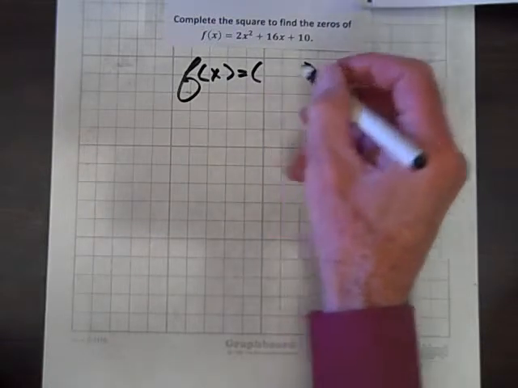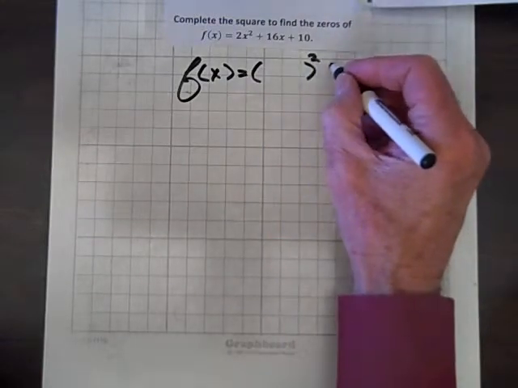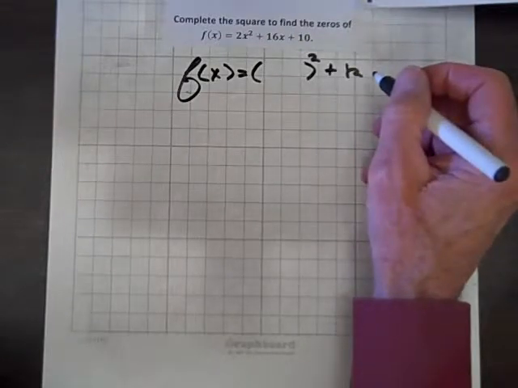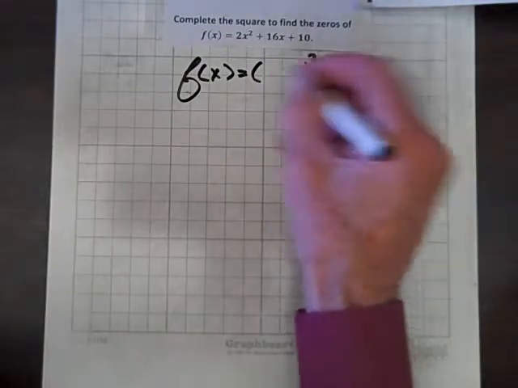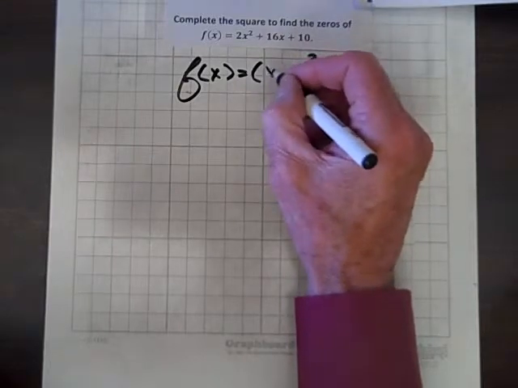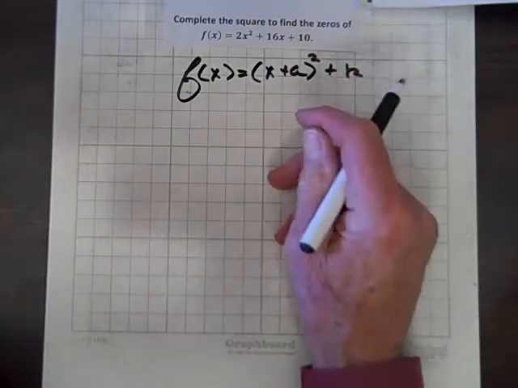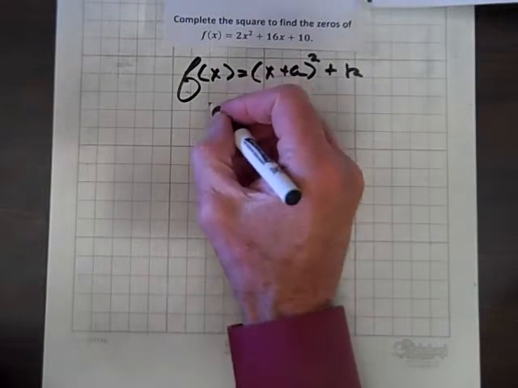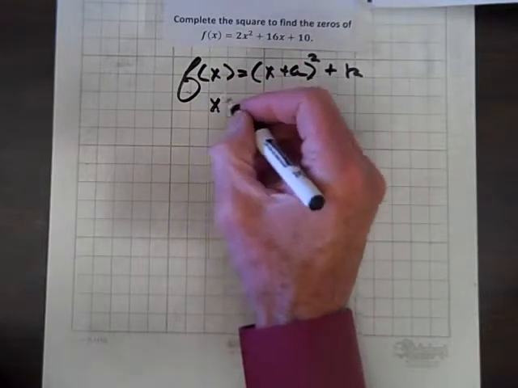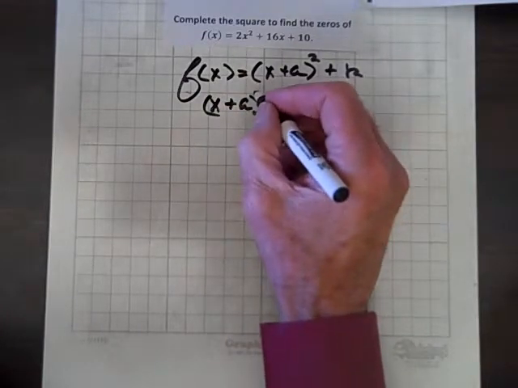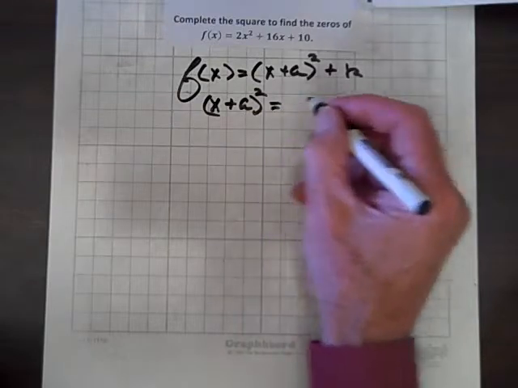Some linear expression squared plus a constant, positive or negative. And let's put some linear expression in here. How about x plus a? There, that's the form we're shooting for. So, next step, let's just consider what x plus a looks like when it's squared.